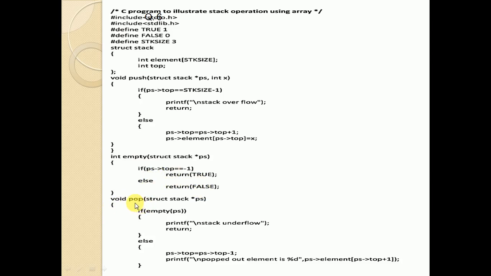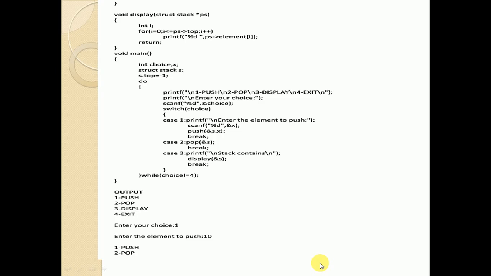The next function is pop, where struct stack star ps is the variable we have taken. If the empty condition is there, then print stack underflow, else top is pointing to top minus 1, meaning we are decrementing top here. Before deleting any element we need to decrement top by 1, so ps of top is equal to ps of top minus 1. Then pop the element, and whichever element you have popped, you have to print it.